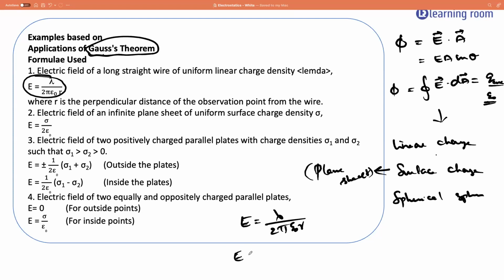For surface charge, the electric field is going to be sigma divided by 2 epsilon naught due to either side of the plate. And for spherical shell, E will be equal to Q divided by 4 pi epsilon naught small r square for a point outside it, 0 for a point inside, and Q divided by 4 pi epsilon naught capital R square on the surface, right? I hope everybody knows these points. Am I right? So is there any doubt from this?